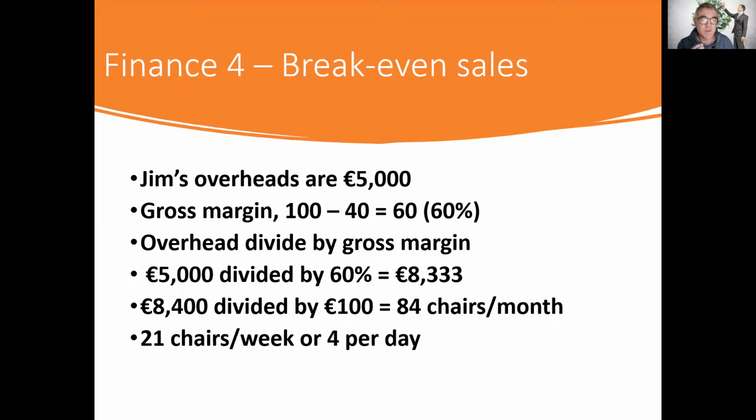And he knows if he makes 21 chairs by 5 o'clock on a Thursday, then all the chairs he makes and sells on a Friday are profit. If Jim makes 21 chairs a week, he covers his costs. If he makes 15 chairs a week, he loses money. If he does 25, 26 chairs a week, he's in profit. Break-even, it's a key figure to know, and it's changing at the moment.